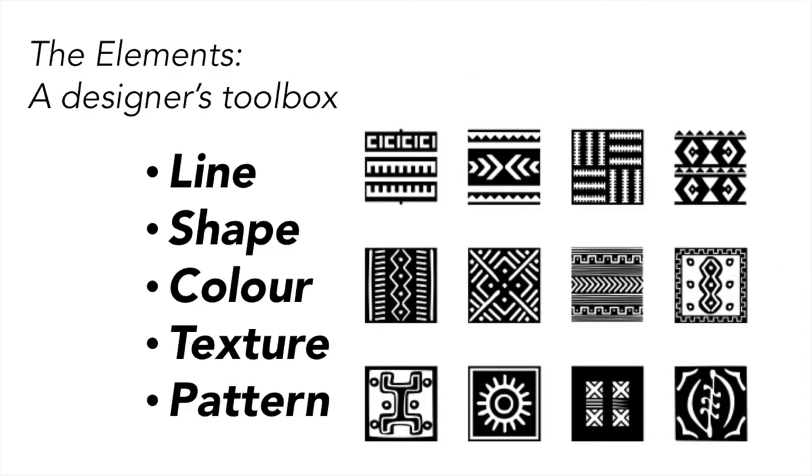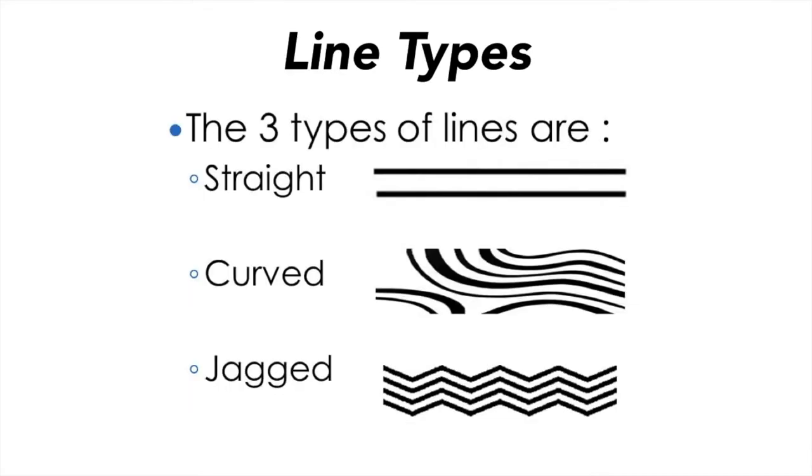In my next video, I'll discuss the principles of design, which is how designers use these tools to create a harmonious design. But first, let's look at line. There are three types of lines: straight, curved, and jagged.